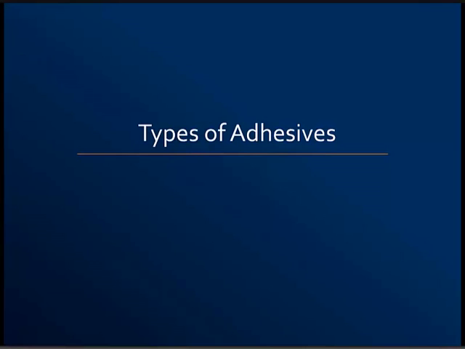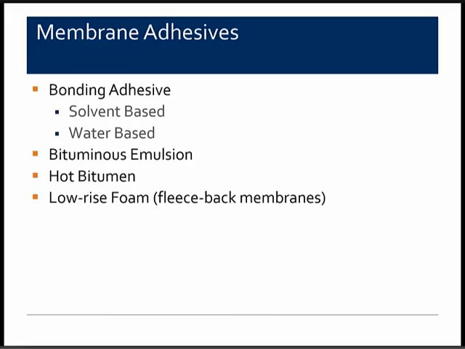Okay, the types of adhesives for use in roofing. We have different adhesives that are used to adhere our membranes together. Bonding adhesives, whether they're solvent-based or water-based. We have bituminous emulsions. We have the historical hot bitumen, whether it's coal tar pitch or asphalt.